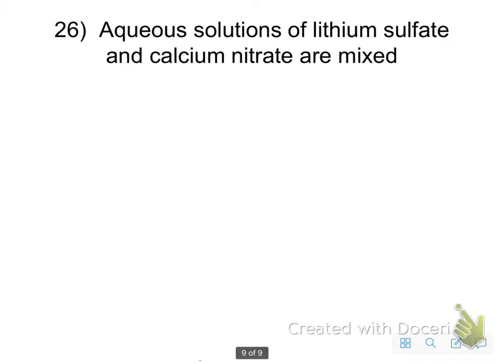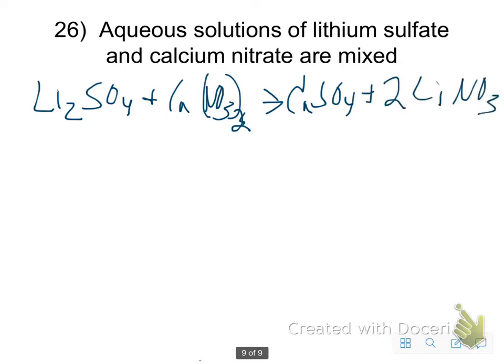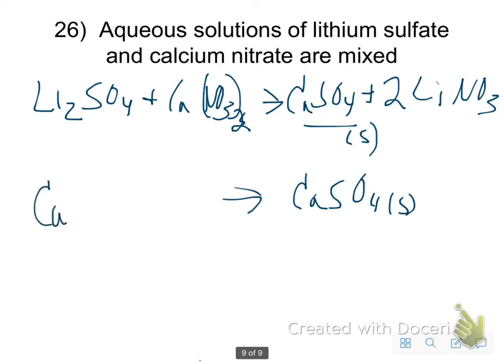Alright, this is the last one. I have lithium sulfate, sulfate's a 2 charge, and calcium nitrate. Whoops, that should be NO3, and I need 2 of the nitrates because calcium's a +2. And I'm going to get calcium sulfate plus 2 lithium nitrates. Alright, calcium sulfate is what's insoluble, so I formed a solid. So I'm going to put that down as my solid, and then I'm going to indicate which ions formed this. And that's going to be my net ionic. I need aqueous symbols. Alright, we're going to stop right there.